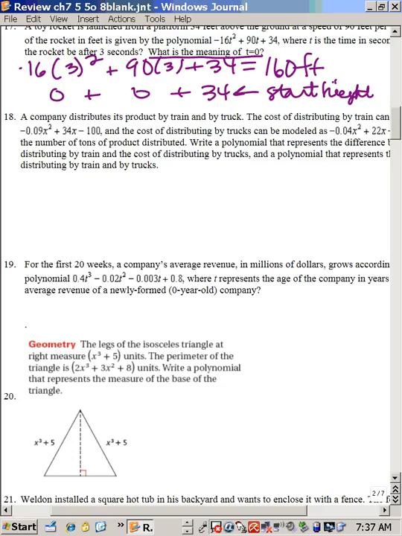Number 19. This one's also pretty easy. I need to plug in a 0. If I plug in a 0, this term goes to 0, this term goes to 0, and this term goes to 0, leaving me with $0.8 million for a 0-year-old company. A new company worth $0.8 million. That's pretty good.